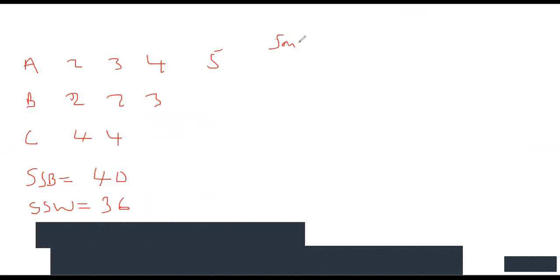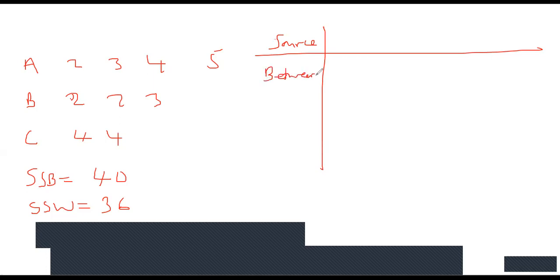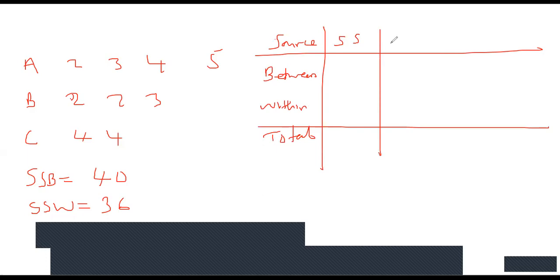So let's come up with our table. Can you help me? What do we have under source? Between, then we have within, then we have total. Then here we have sum of squares, here the degree of freedom, here the mean of squares, and here the F calculated.